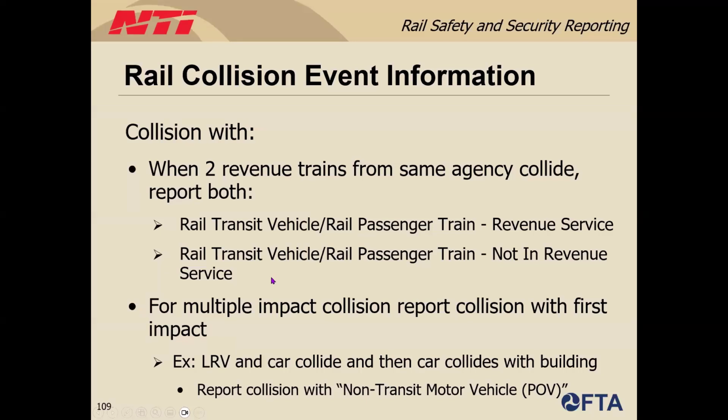Apologies. In a multiple collision scenario, you report the collision with as the first object or vehicle that was impacted. For example, if a train collides with a car and then the car goes on and hits a building or a pole, the collision with section would be non-transit motor vehicle, because that was the first thing that was hit. And then you would also include the damages to the building or the pole or whatever else was struck in the event description. And that would be factored in as part of your property damage as well.